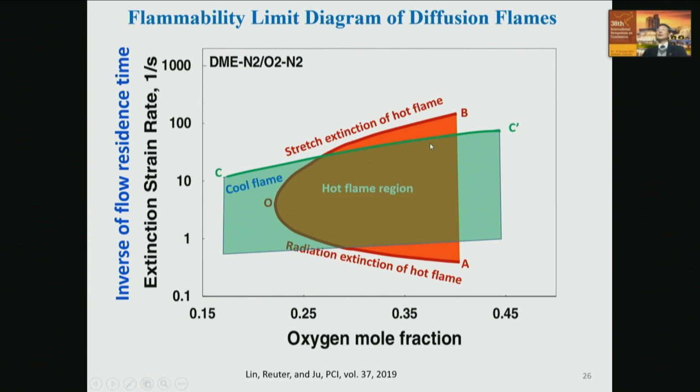They can burn at a longer flow residence time than the hot flame at a high oxygen concentration, but they also can burn in a region that a hot flame cannot burn. And the warm flame exists below this because they have larger heat losses. So in some regions, you can have three different kinds of flames coexisting in a non-premixed mixture. Both cool flames and warm flames can burn much leaner than the hot flames.